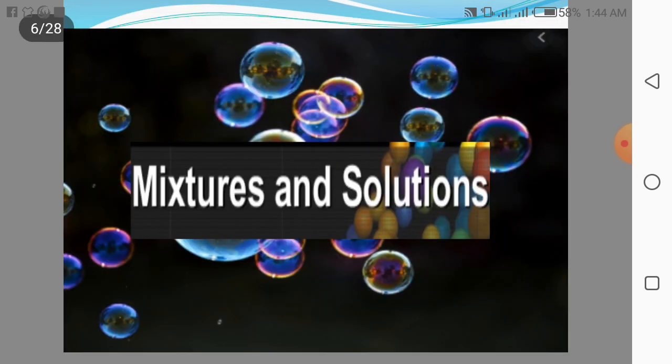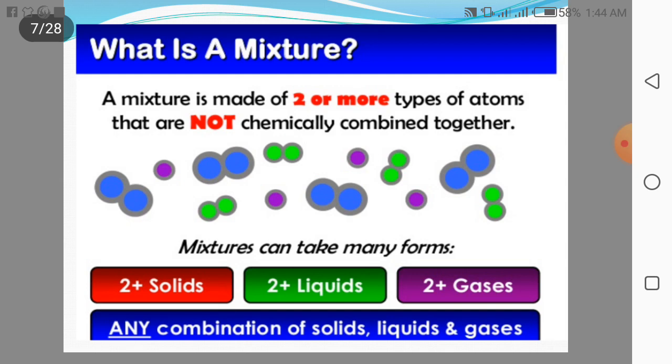In this online module we are going to discuss the chapter mixtures and solutions. Now, what is a mixture? A mixture is made up of two or more types of atoms that are not chemically combined together. When two or more substances are mixed but not chemically joined together, then a mixture is formed.